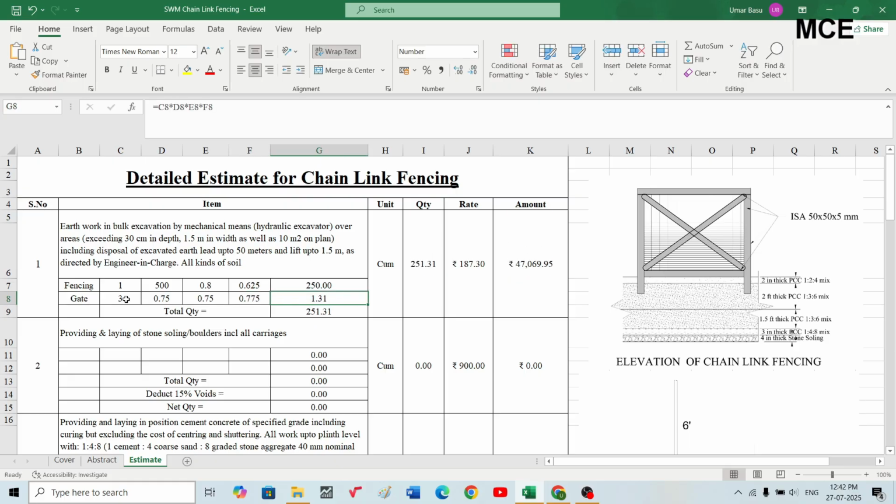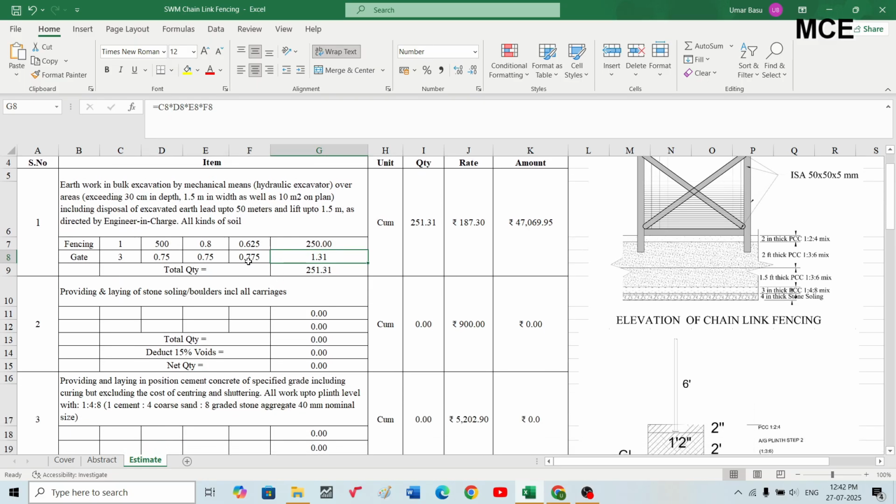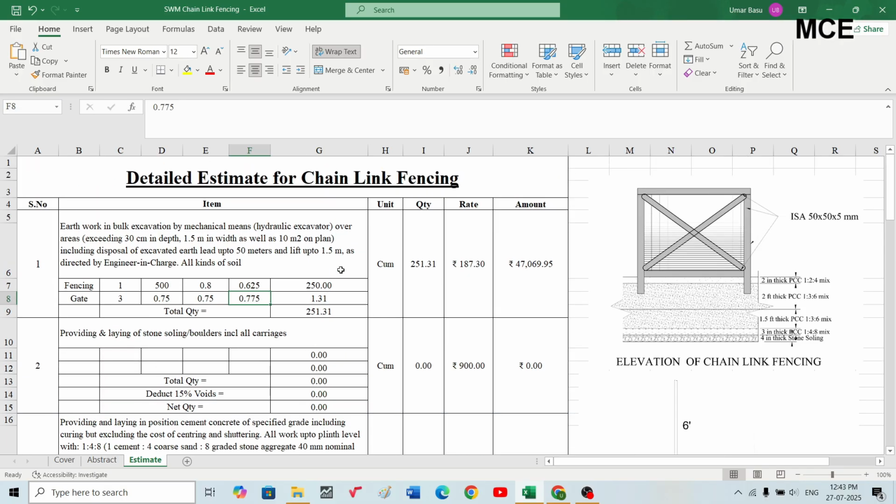0.775 meter. Okay, that is for this I will be taking 2 feet underground plus the thickness of soling and the plain cement concrete as a leveling course. Okay, so total depth for the gate, that is the depth of excavation, I am taking as 0.775 meter. So total quantity will be 250 plus 1.31, which is 251.31 cubic meters. Okay, is the total quantity.